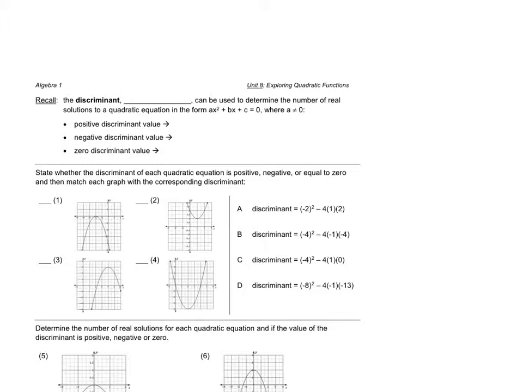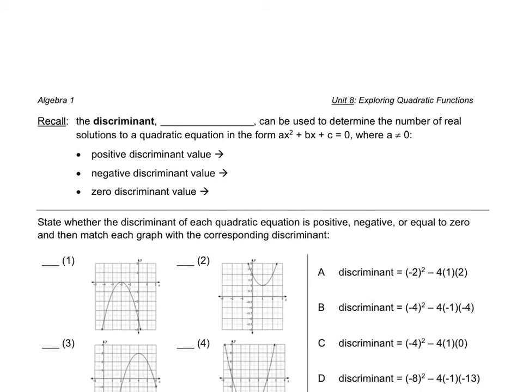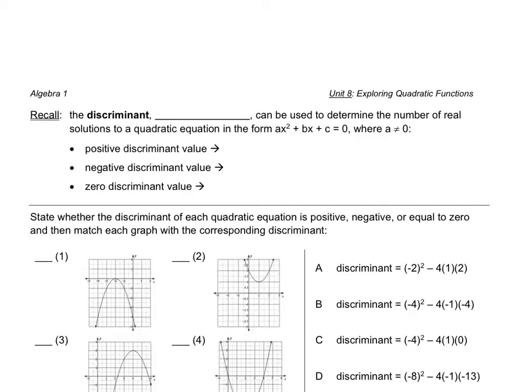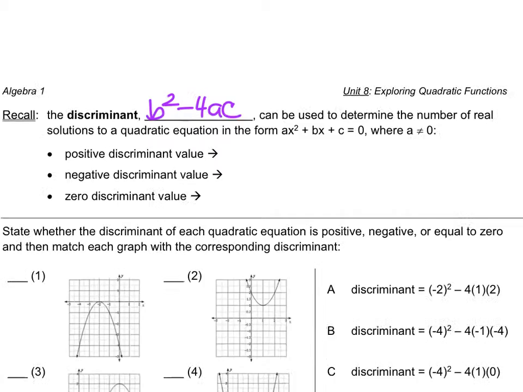So again, let's see if we can remember it from the previous page. I gave it to you. Let's get it all down. You tell me. B squared minus 4AC. All right. So that discriminant can be used to determine the number of real solutions to a quadratic equation if we have a positive discriminant value.